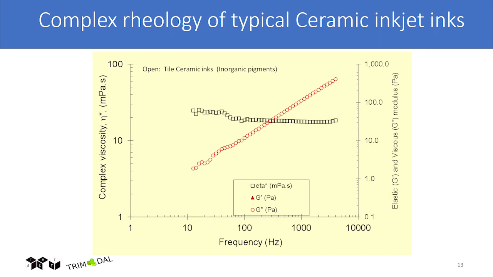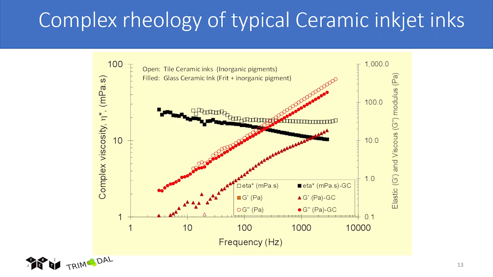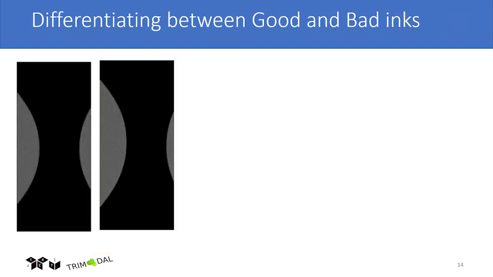Now let's look at what my ceramic inkjet ink looks like. Okay? So what you see now is elasticity building up. The other one didn't have elasticity, so you have elasticity building up. You get more shear thinning because there are more particle interactions. Let's look at this. How do you differentiate it?